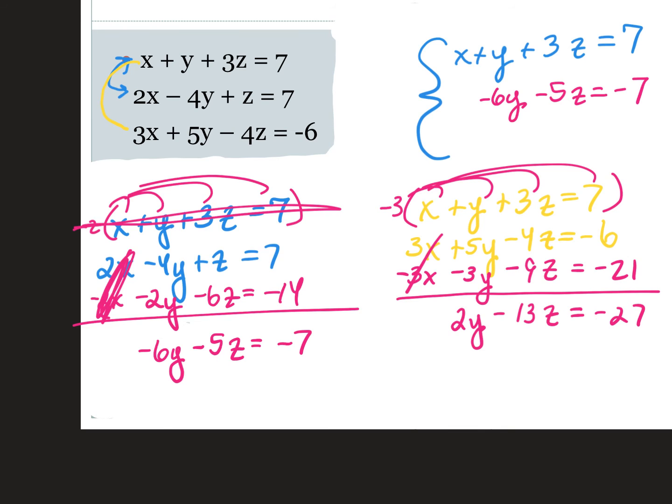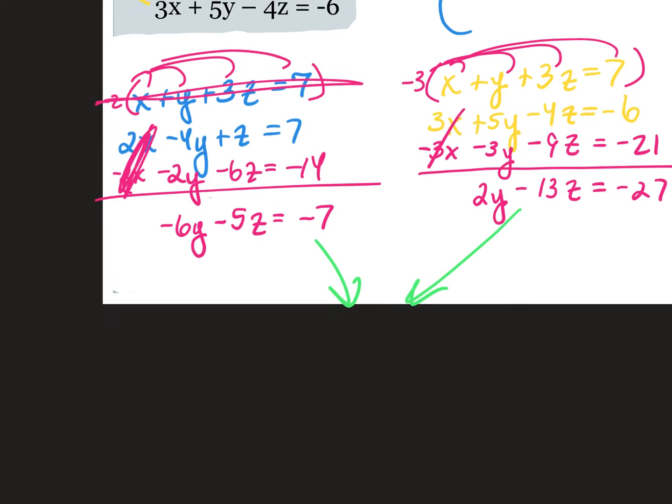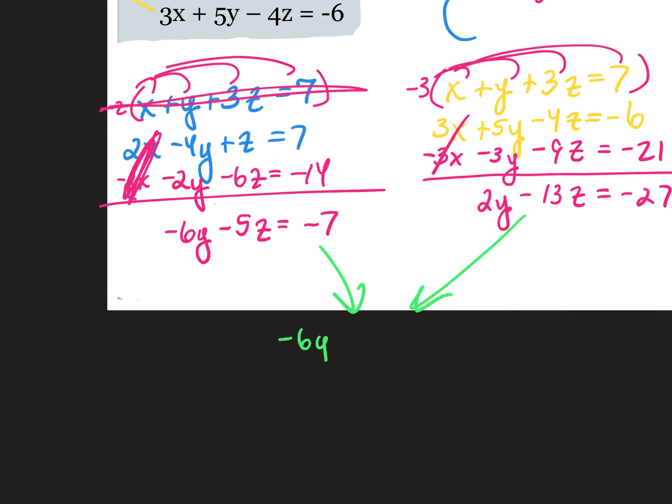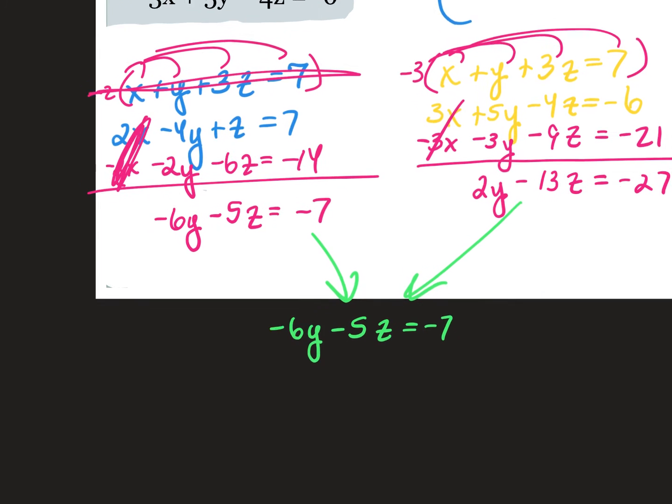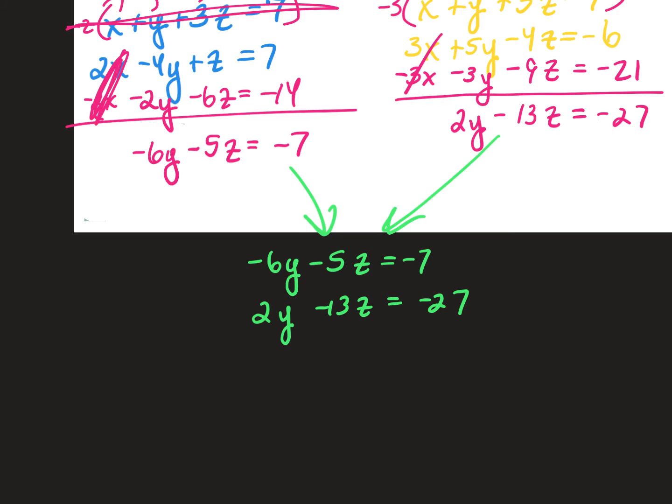Right? Are we done? Does this say z equals? No. What do I need to do? I need to combine those 2 to get the y's to cancel out. So again, doesn't matter which one you write on top. -6y minus 5z equals -7. 2y minus 13z equals -27. If I want y's to cancel out, what am I going to multiply the bottom by? Yep, +3. So distribute all the way through.